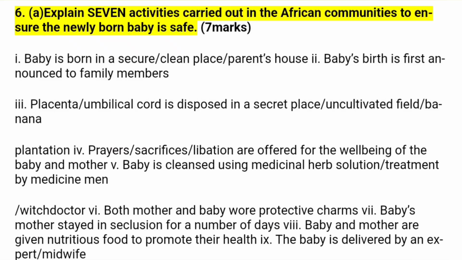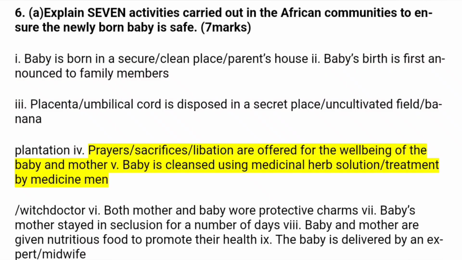6. A. Explain 7 activities carried out in African communities to ensure the newly born baby is safe. 7 marks. 1. Baby is born in a secure, clean place, the parents' house. 2. Baby's birth is first announced to family members. 3. Placenta and umbilical cord are disposed of in a secret place, an uncultivated field or banana plantation. 4. Prayers, sacrifices and libation are offered for the well-being of the baby and mother.